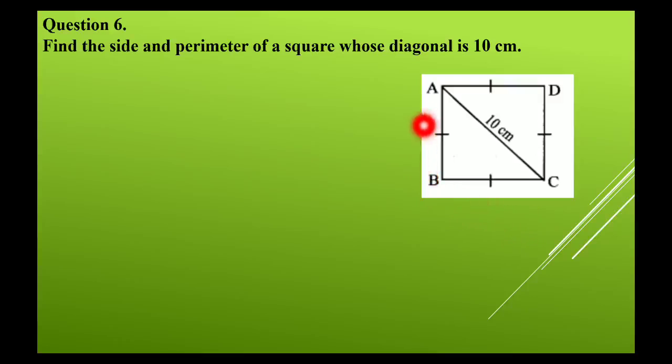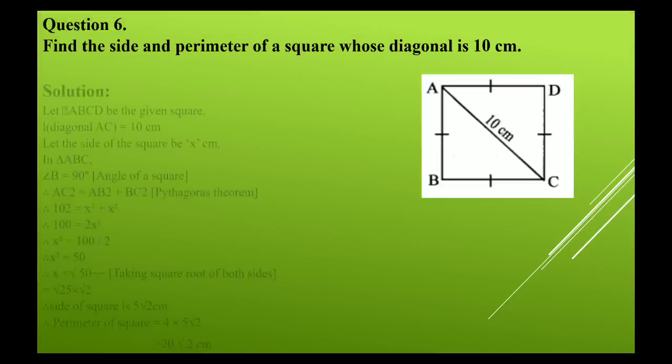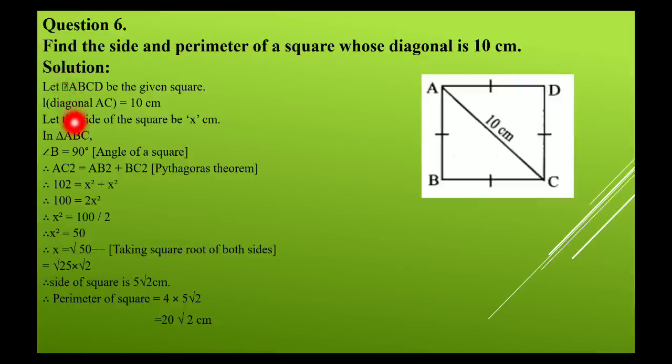What is the first property of a square? The first property of a square is that all sides of a square are equal. So, if we find any one side, we can easily find the remaining sides because in a square all sides are equal. Let ABCD be the given square.